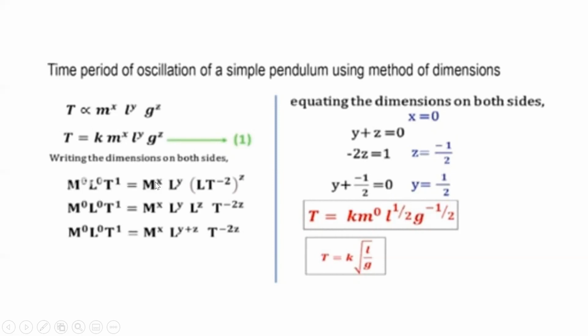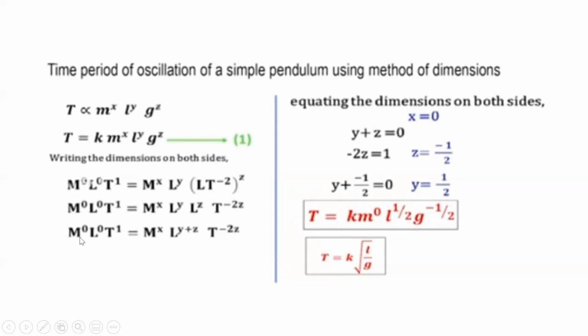M raised to x. Write it as such. L is length, so L raised to y. G is acceleration, which has a dimension L, t raised to minus 2 whole raised to z. So take z into the bracket. So it will be L raised to z, t raised to minus 2z. Now combining, for m there is no other m, so m raised to x itself. For L there is L raised to y and L raised to z. So L raised to y plus z. And for t there is no other t, so t raised to minus 2z.